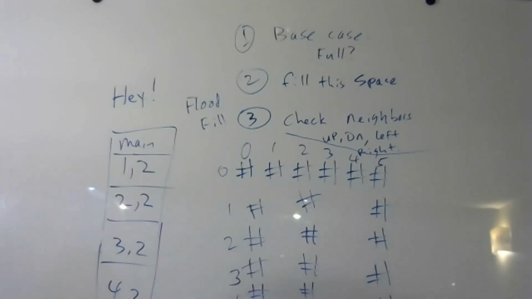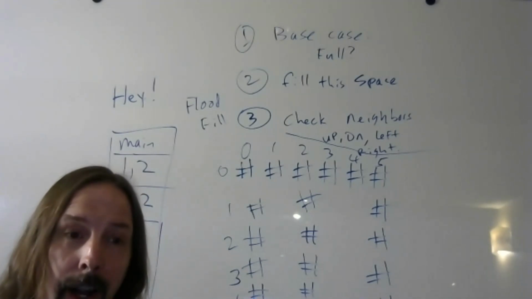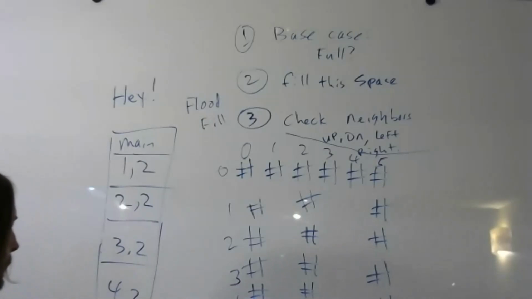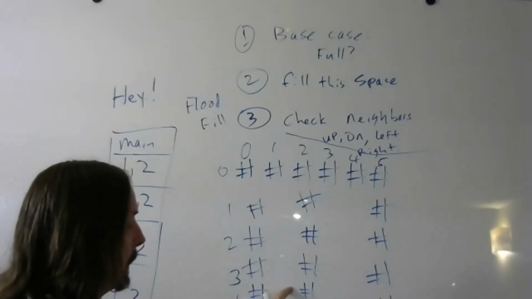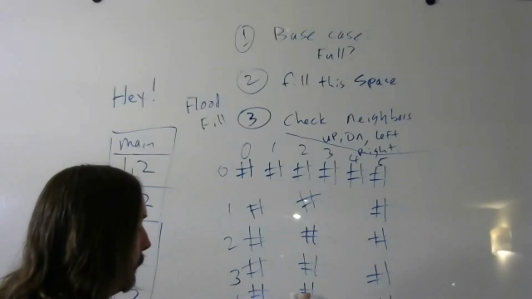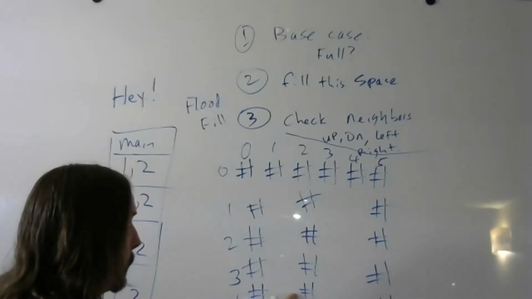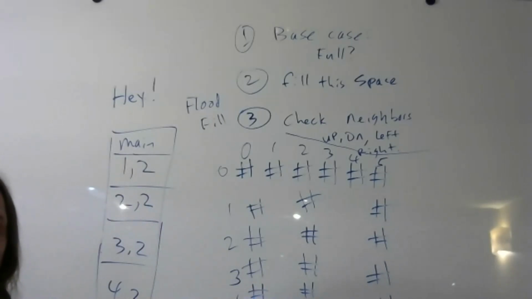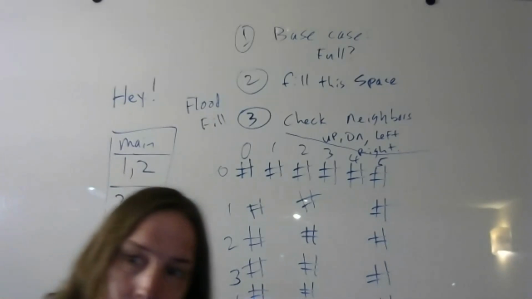4, 2 checks 3, 2. 3, 2 base cases. Then 4, 2 checks down. Well, when it checks down, it gets to 5, 2. 5, 2 base cases, right? So when 5, 2 base cases, we come back to 4. Now 4 checks left. When 4 checks left, it's going to check 4, 1. Right? Does this make sense?